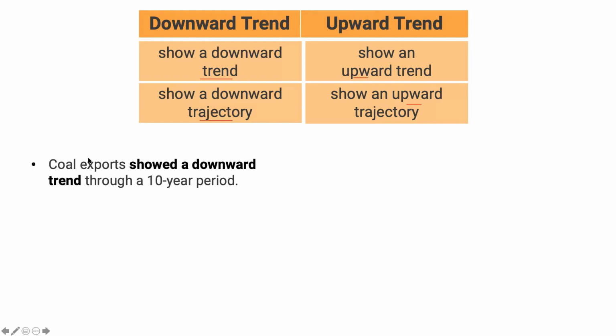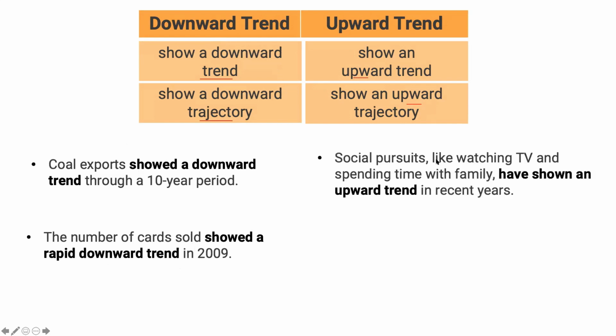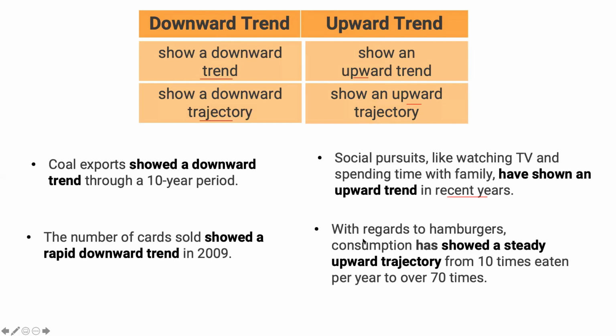Let's look at some examples. Coal exports showed a downward trend through a 10-year period, or the number of cars sold showed a rapid downward trend in 2009. So downward trend, again, is a noun, so rapid would be the adjective. Looking at upward, social pursuits like watching TV and spending time with family have shown an upward trend in recent years. Again, if you have something like recent, you want to be sure to use the present perfect. And lastly, with regards to hamburgers, consumption has showed a steady upward trajectory from 10 times eaten per year to over 70 times.